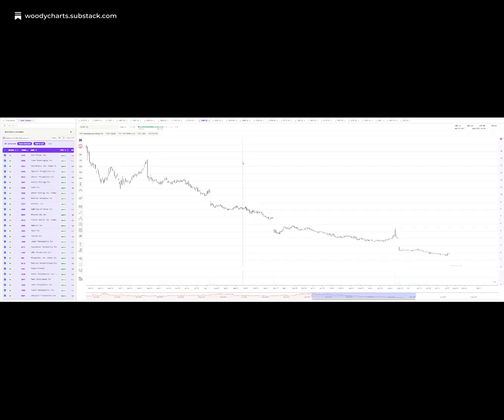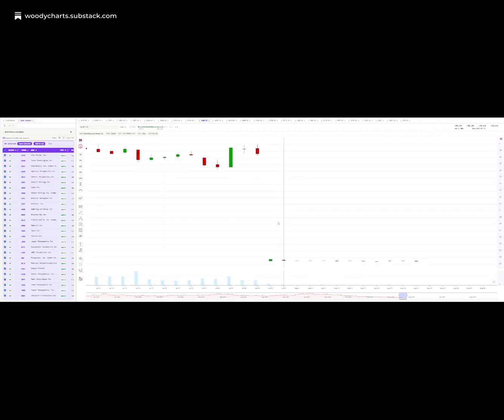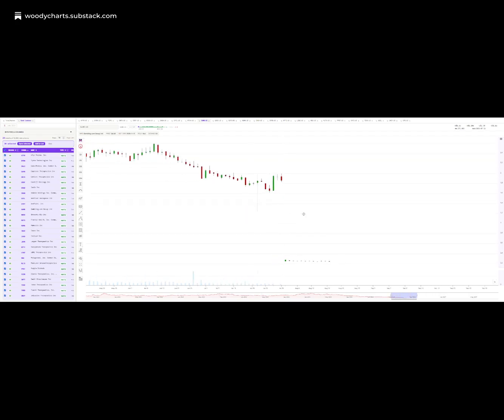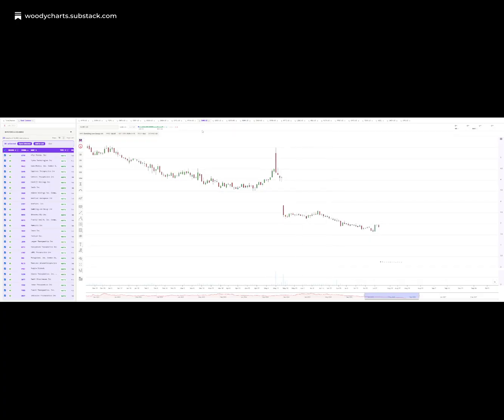GAMB, what's that one? Gambling.com. Well, yeah, it's a bit of a gap, and it's not looking like a great stock. I probably wouldn't be gambling on that one, pun intended.